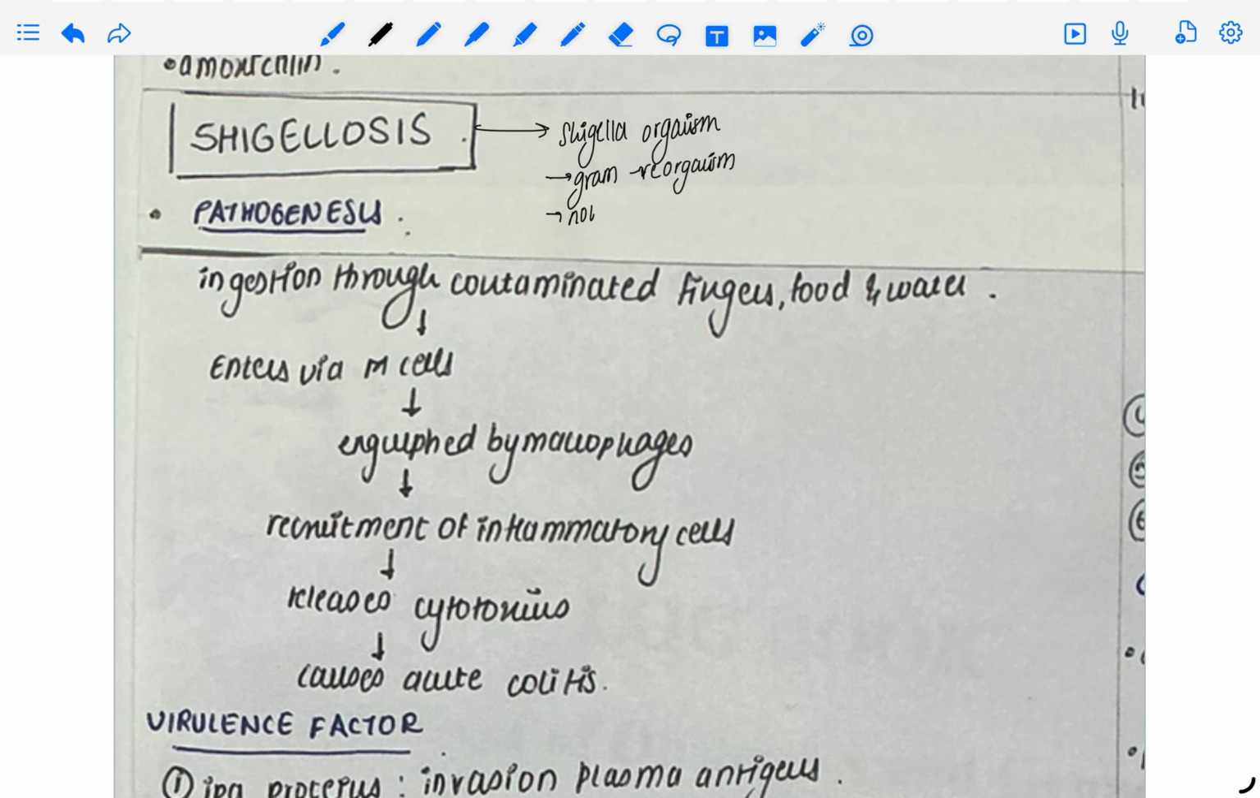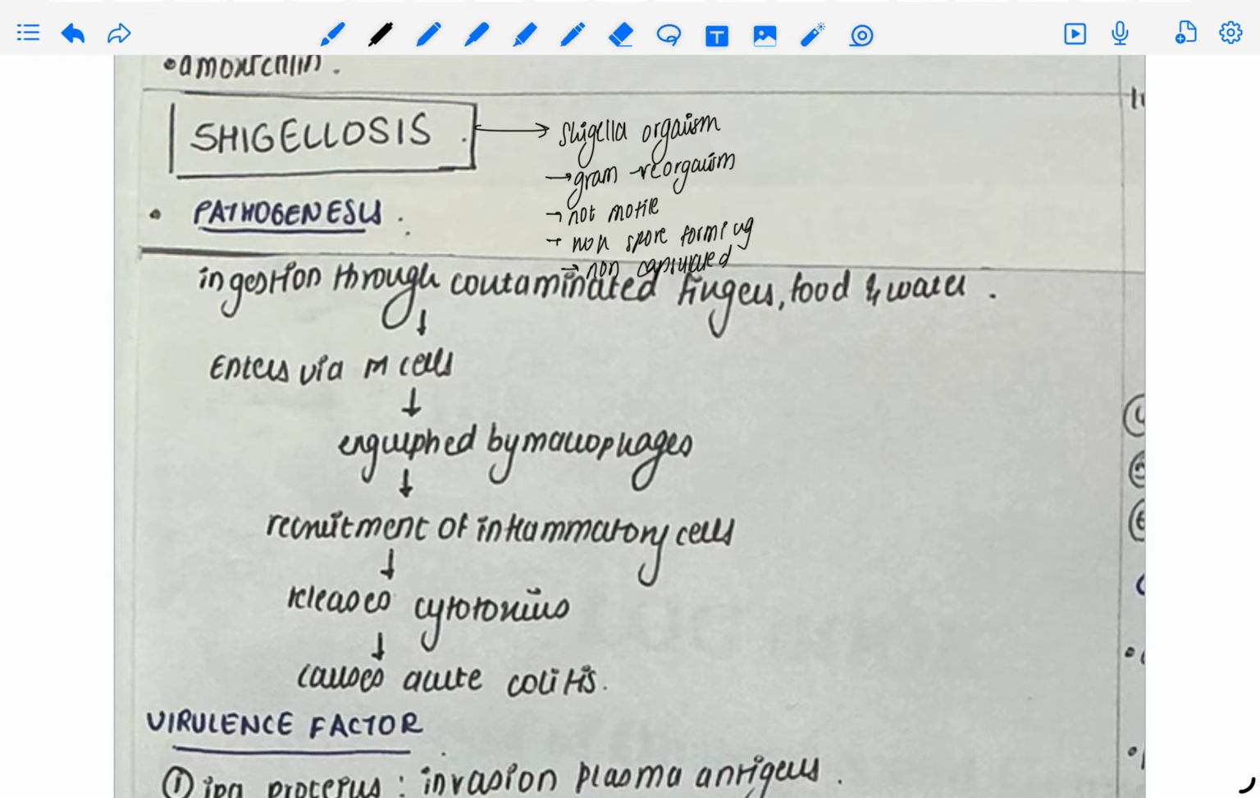It is non-motile, non-spore forming, and non-capsulated, which means it doesn't have a capsule which usually bacteria have outside the cell wall.